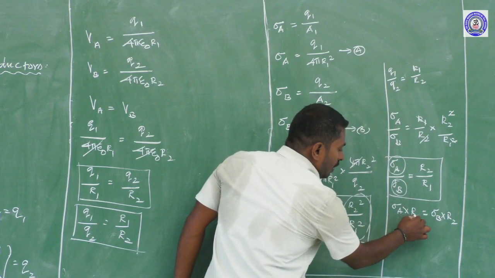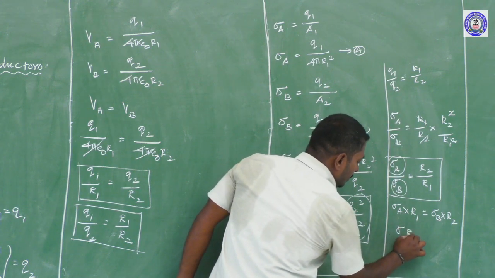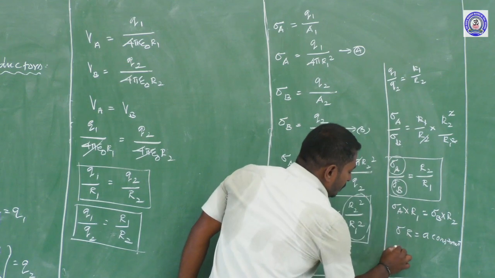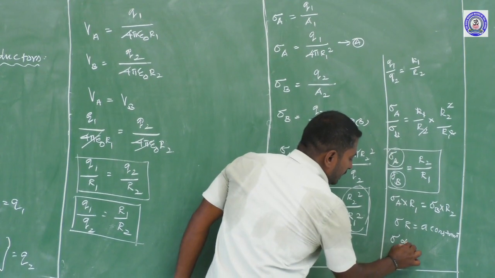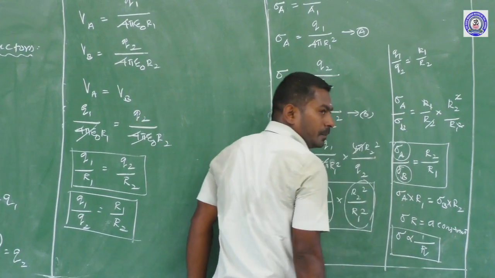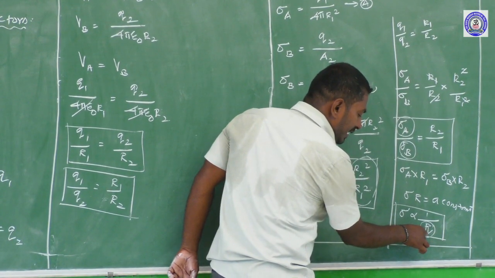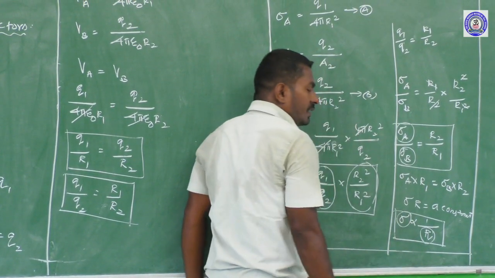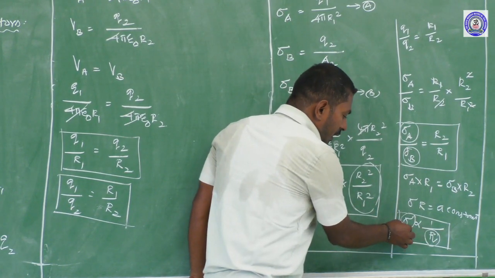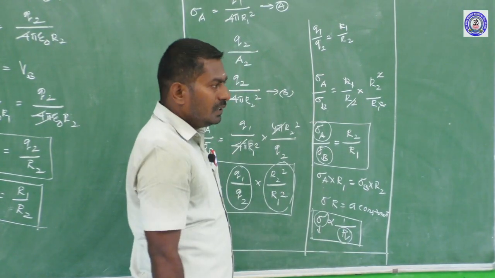So sigma A into R1 is equal to sigma B into R2. Generally, sigma into R is equal to a constant. So surface charge density is inversely proportional to the radius of curvature of the charged metallic sphere. From this equation, when the radius of the charged metallic sphere is smaller, the surface charge density on the surface of the metallic sphere is high. So this gives the formula: surface charge density is inversely proportional to the radius of curvature of the metallic sphere.